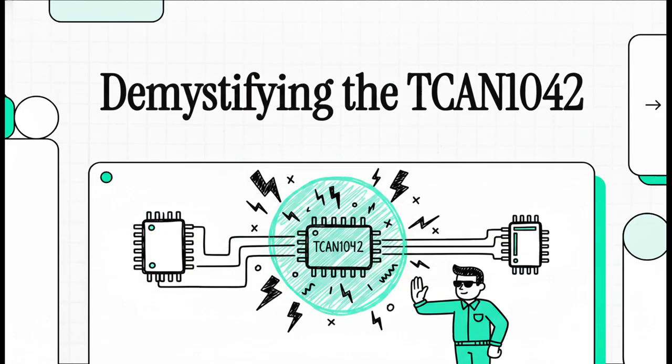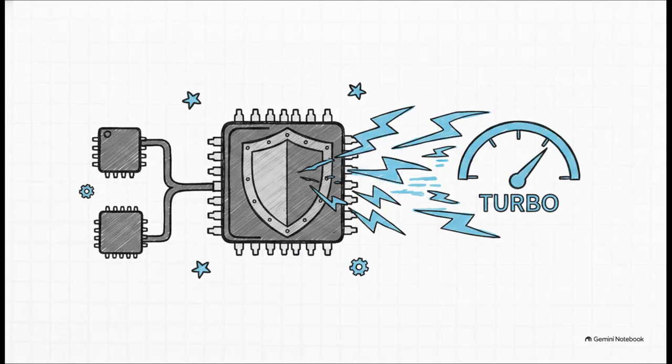Well, enter the TCAN1042. You can think of it as the ultimate translator and bouncer for your microcontroller's communications. It makes sure the right messages get through while aggressively keeping the electrical noise and severe voltage spikes out. Today, we're going to completely explain the working of this chip and see exactly how it pulls that off. Let's dive right in by looking at why this chip earns its TurboCAN moniker.